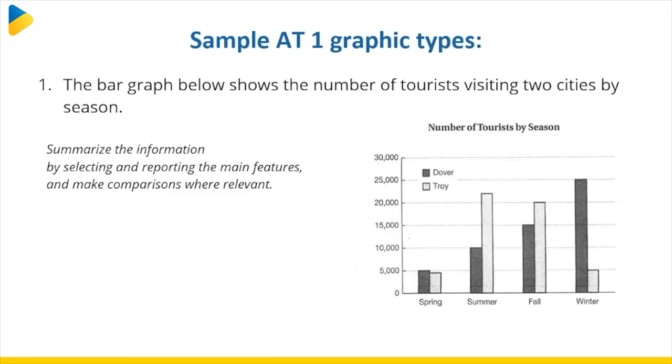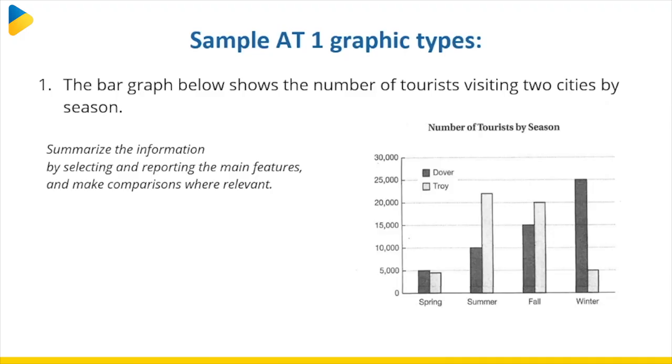As we found out from reading this topic, Dover and Troy, we have numbers. These numbers represent the number of people who are coming to these two cities by season, and we have 4 different seasons: spring, summer, fall, and winter. As you see, the most popular time to travel to Dover is winter, and the most popular time to travel to Troy is summertime. For example, in winter, 25,000 people come to Dover, and in the summer, it's a little bit over 20,000.